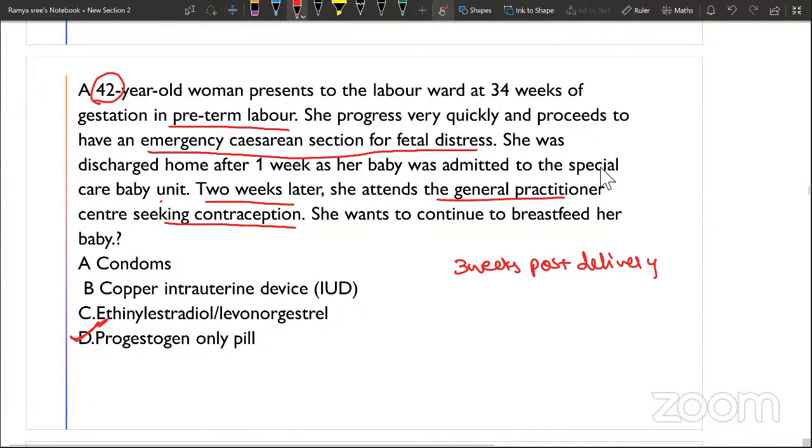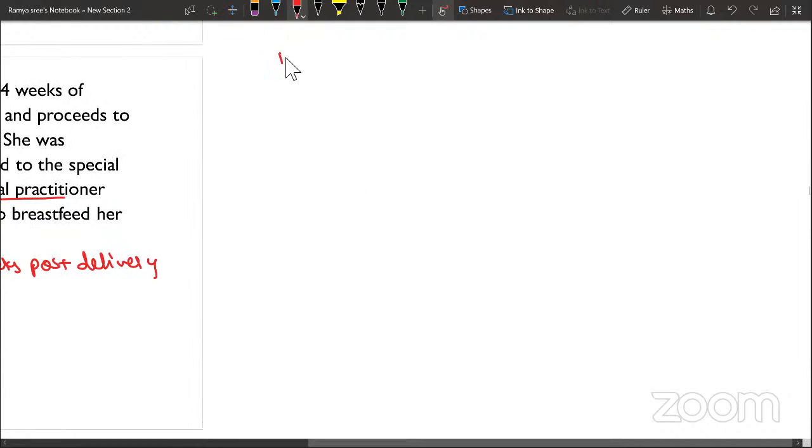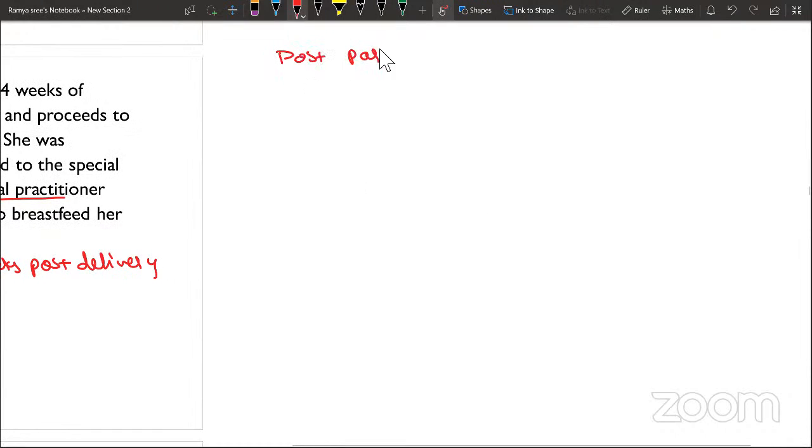Write in bold in your notes. I want you to jot down these points in bold in your notes if you are not aware. Okay, so postpartum contraception points. Condom is never a contraception of choice because the failure rate is very high, right?